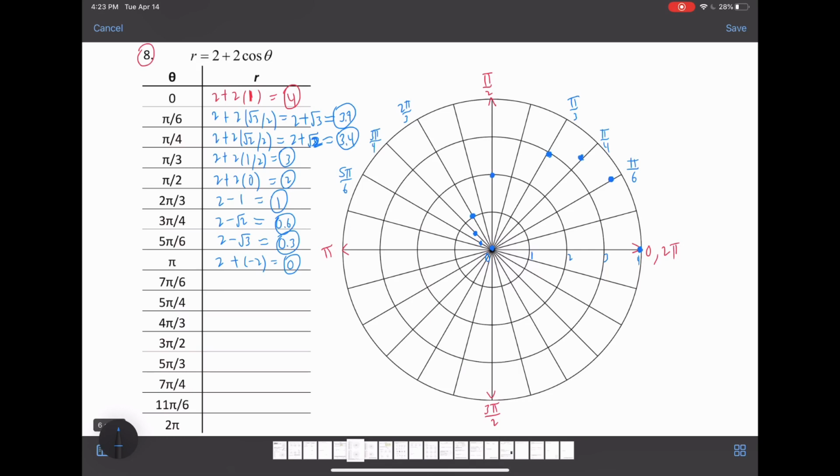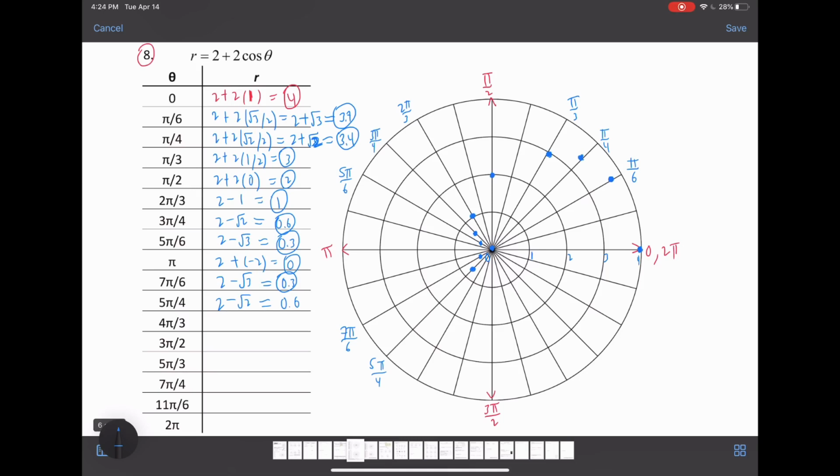Let's look at 7 pi over 6. So 7 pi over 6 is 2 minus the square root of 3, which is about 0.3 again. We get a little bit of symmetry here, and you're at 0.3 on this line, very close in toward the pole. 5 pi over 4 is a repeat value too, 2 minus the square root of 2. So you're at about 0.6.